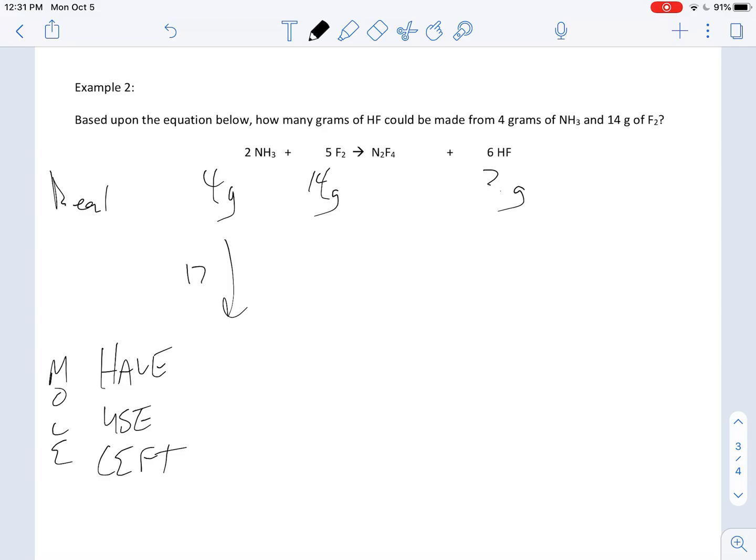That stuff weighs 17. 17 grams is equal to a mole. So 4/17 is about 0.235 moles here. And then this stuff here weighs 38 grams for a mole. So 14 out of 38 gets me about 0.368 moles that I have.